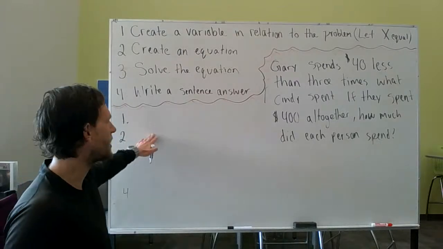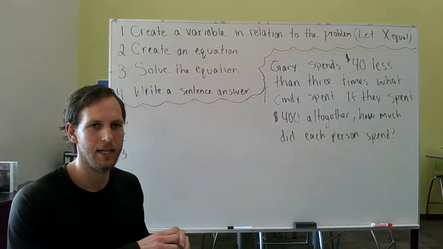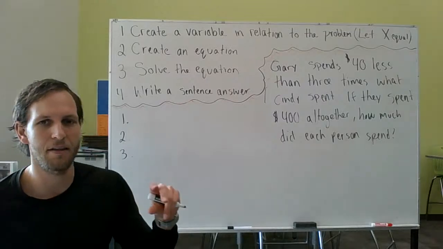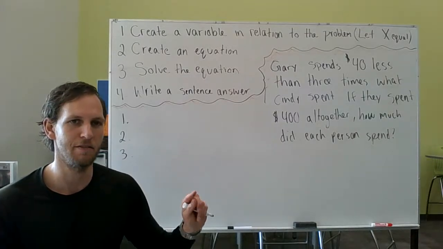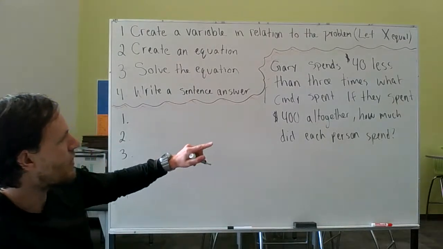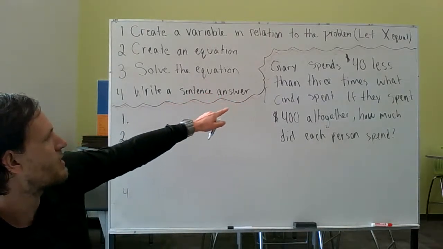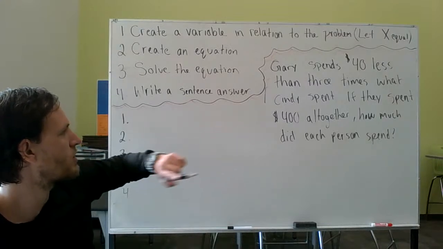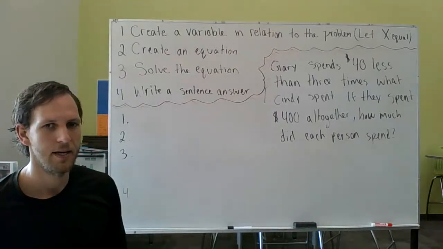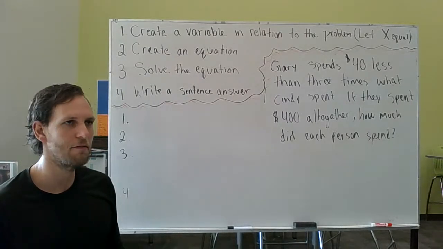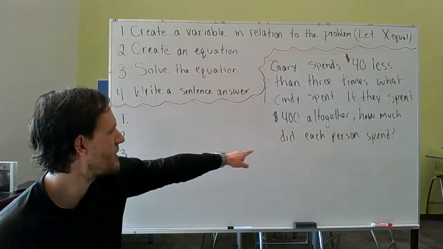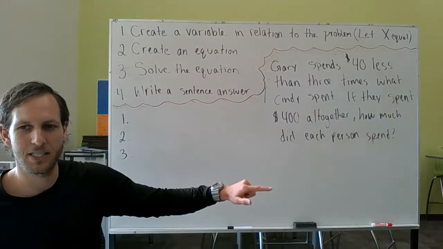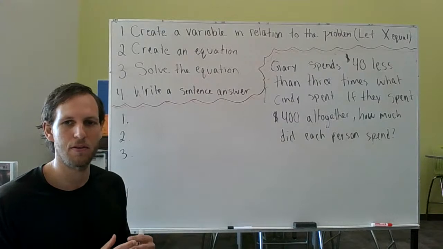What we've been doing with creating the equation is we've said, hey, we're going to let x equal something, and then we're going to define every other person or thing in terms of x. So in this one, we need to do that specifically. Gary spends $40 less than 3 times what Cindy spent. If they spent $400 altogether, how much did each person spend? So right now, we are looking for the answer to the question, how much did each person spend? Well, we don't actually know how much Gary spent or how much Cindy spent. So we have to define them both in terms of x.